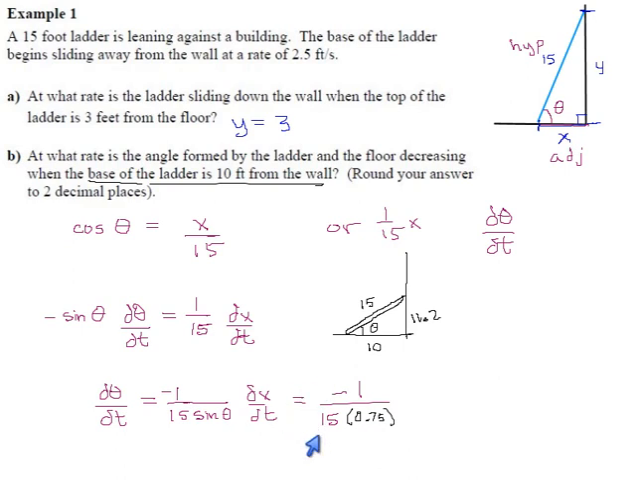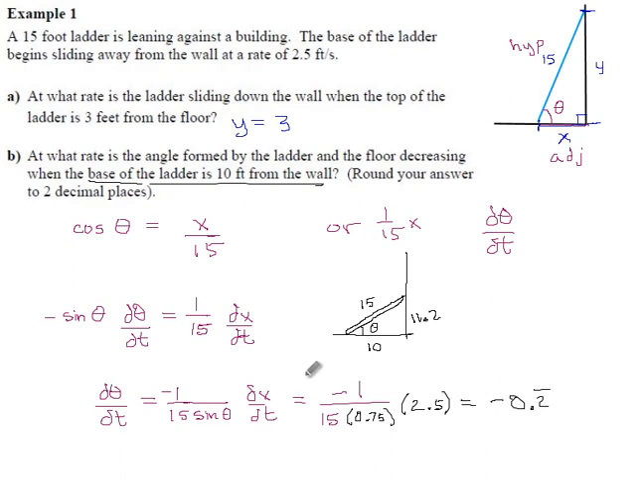So negative 1/15 sine theta, and dx dt apparently is still 2.5 feet per second. So that whole cluster is our d theta dt. So it's negative 1 divided by 15, also divided by 0.75, and then multiplied by 2.5. And from that I get negative 0.2 repeating.